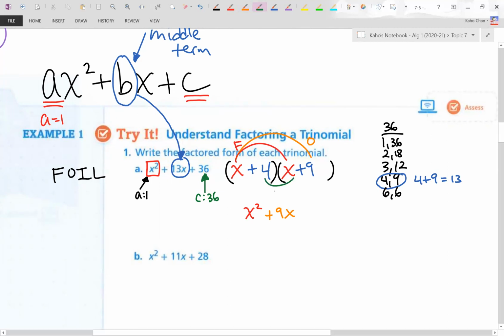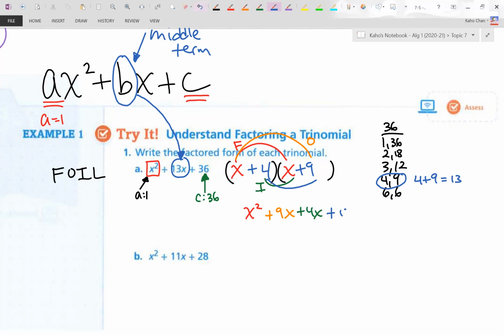Here's my inner terms. You see those two middle terms there? They add up to the 13. And of course, here's my last terms. And lo and behold, 9 plus 4 is 13. It checks. Yay. Ladies and gentlemen, this is your answer right there.